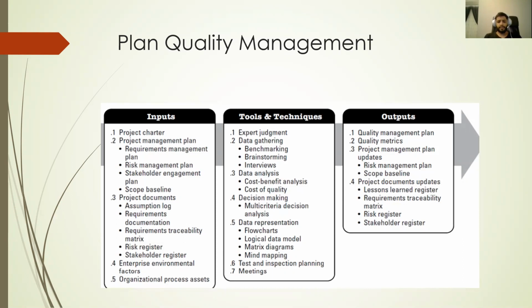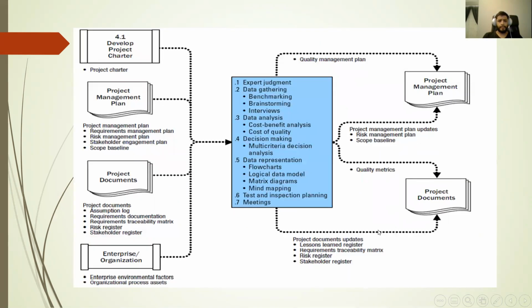Number six, test and inspection planning. Number seven, meeting. The output of plan quality management is, of course, quality management plan and quality metrics and project management plan updates: risk management plan, scope baseline. Number four here, project document updates, which include lessons learned register, requirements traceability matrix, risk register, stakeholder register.